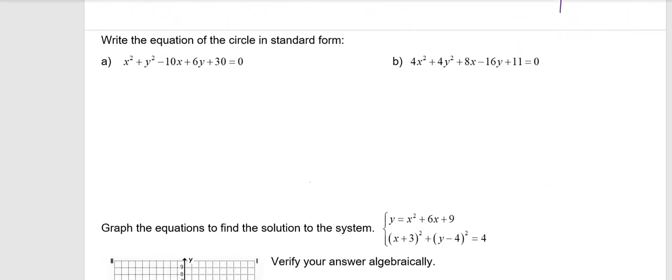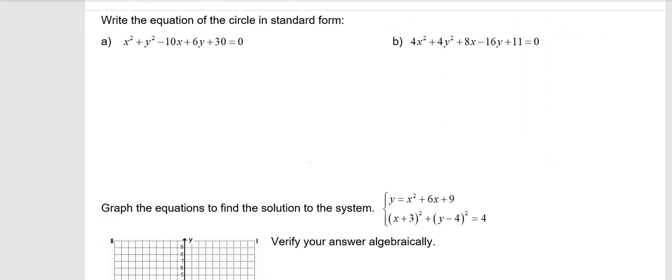All right, moving right on. Ooh, now we don't know any points. We don't know the circle. We just got to take all this information and figure out how to write the equation of these circles.